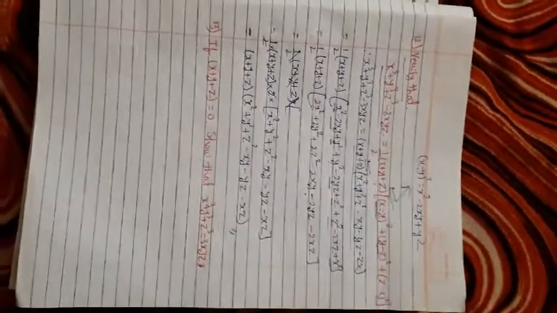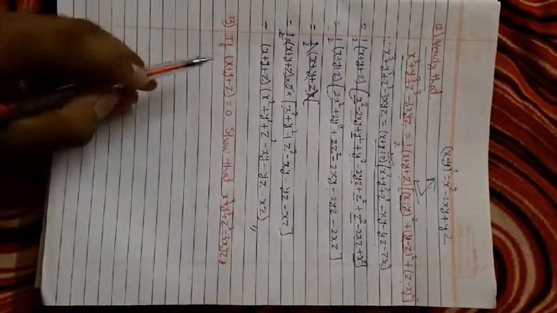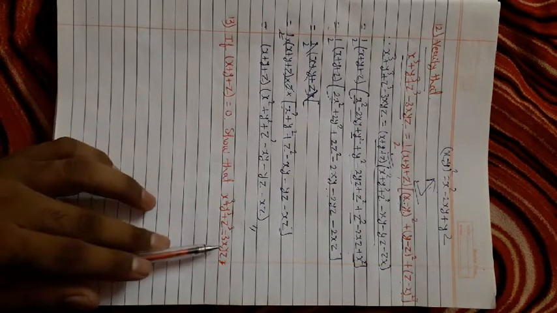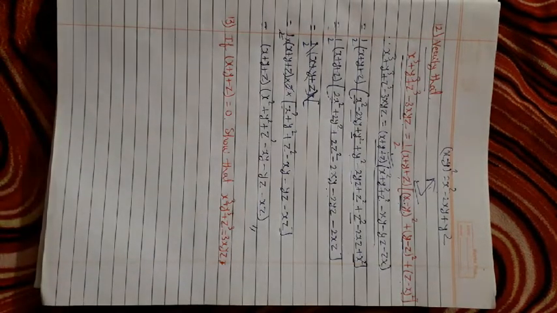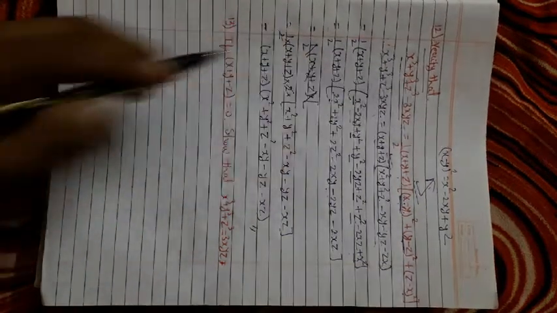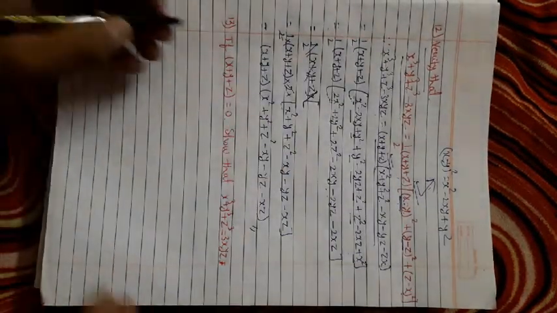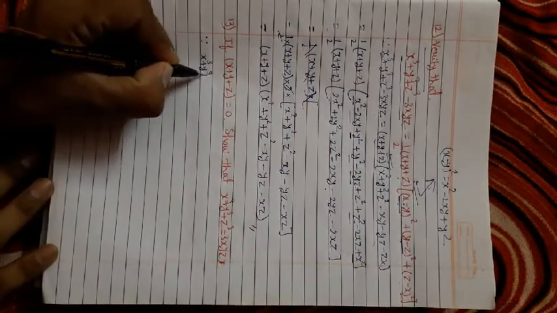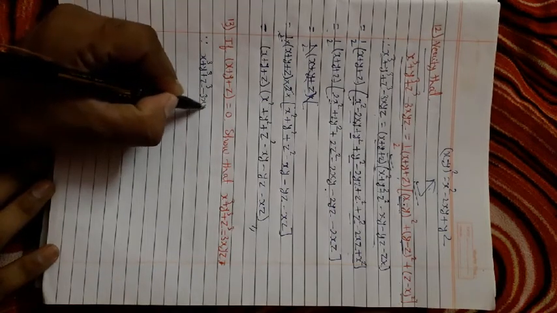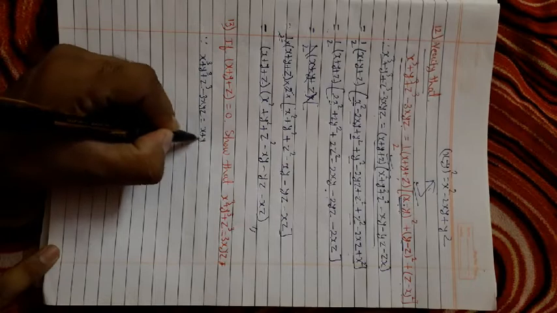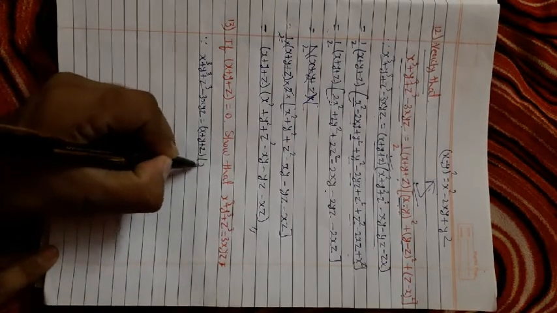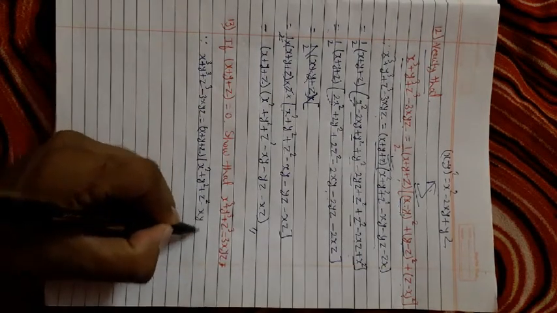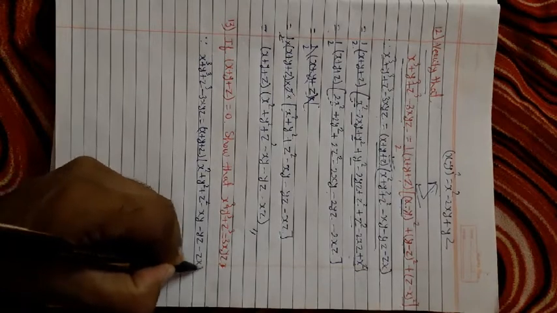Question number 13 is: if x plus y plus z equals 0, show that x cube plus y cube plus z cube equals 3xyz. See, in question number 12 we used that identity, and the same identity we have to use here. As we know, x cube plus y cube plus z cube minus 3xyz equals (x plus y plus z) into (x square plus y square plus z square minus xy minus yz minus zx).